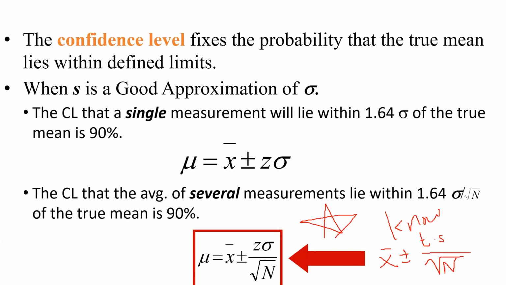So you're using z's and sigmas if you've got all the data, or you can measure enough of the population that sigma is really small, right? Or you use your sample standard deviation and you're going to go with t's if you're looking at a small number of samples representing a bigger population.